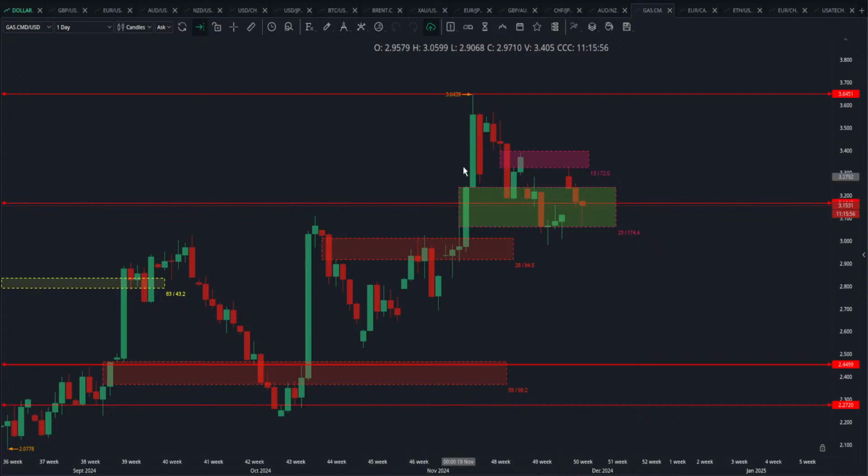Natural gas has a breakout, but now it is stuck between these two fair value gaps. Till the time the price is between these two fair value gaps, there is no point in opening any position. Although the bias is bullish in this one also.